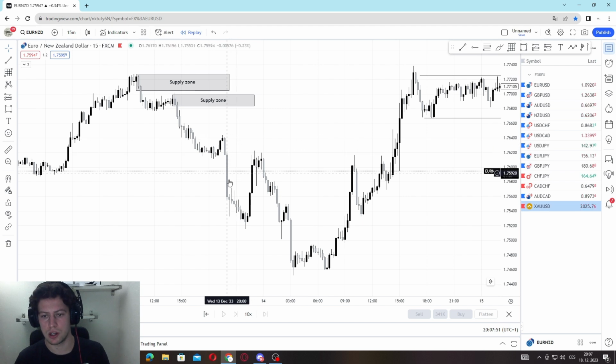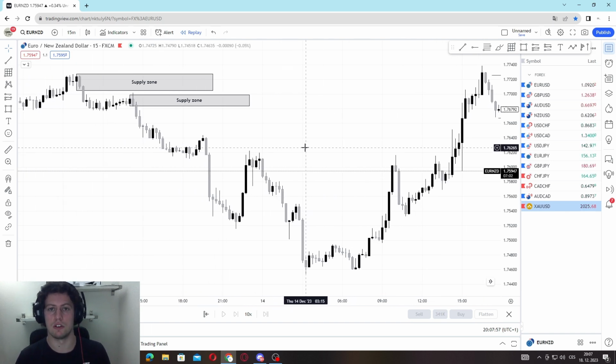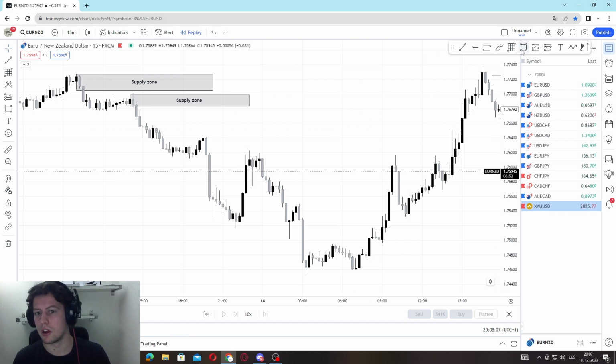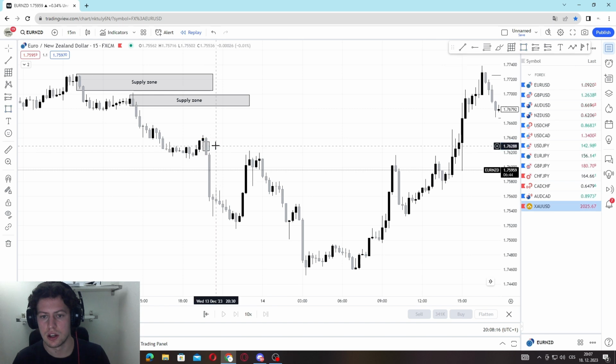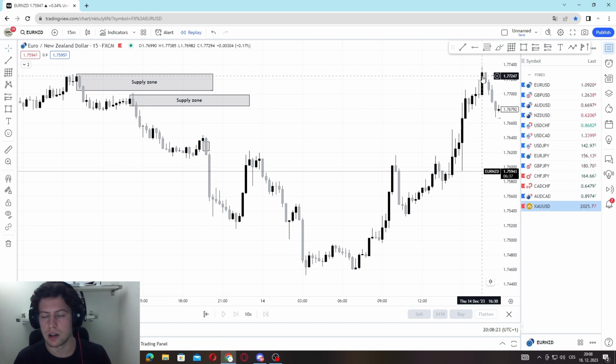Why? We have a big push. We have also imbalance. What is imbalance? In ICT concepts, it's a fair value gap. It's only the terminology. It's nothing strange. An imbalance. You can see that from this candle, we have no wicks until this candle. It's the free space within this candle.